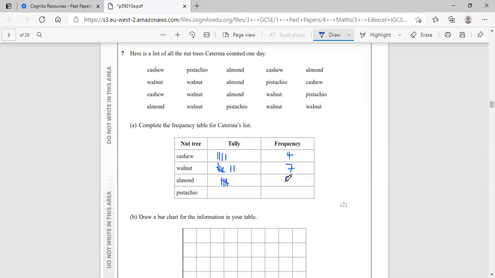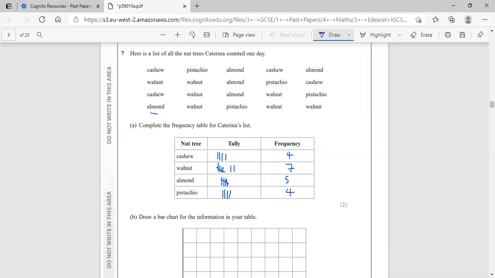Okay, and then we've got pistachio. So we've got 1 here, and then another one there, and then another one on the 4th row, and 1 more, so that's 4. Okay, so let's just add up how many we've got on all. We've got 4 plus 4 is 8, plus 5 is 13, plus 7 is 20. And if you look here, this is 5 by 4, which is 20, so we know we've done it right.